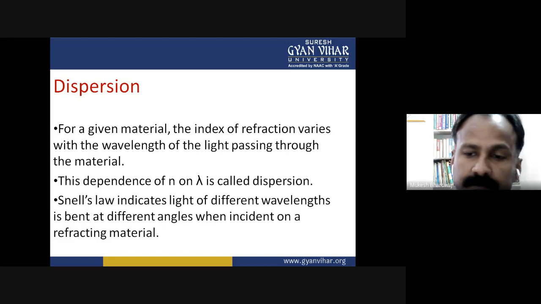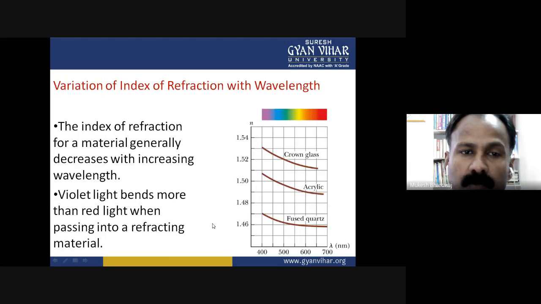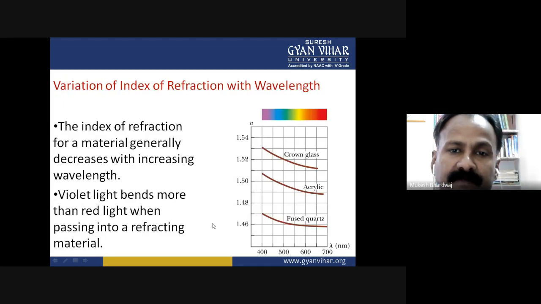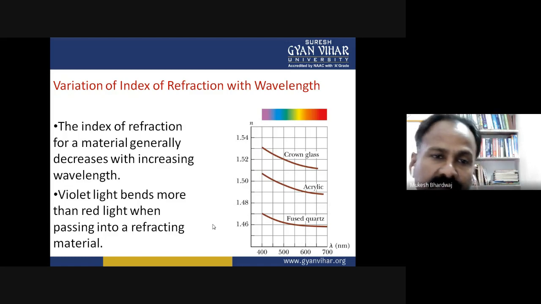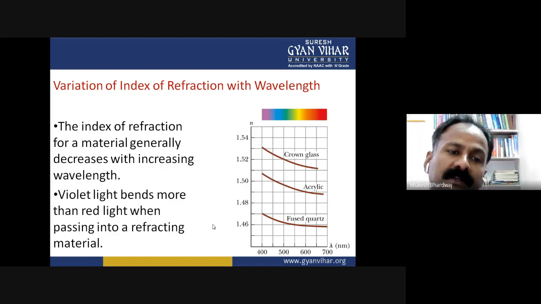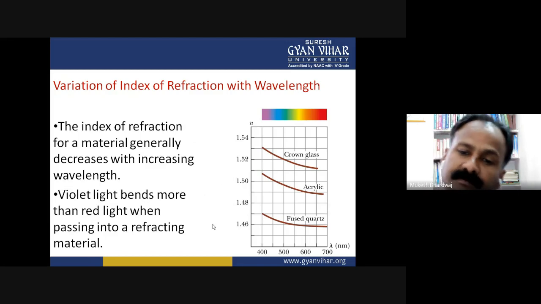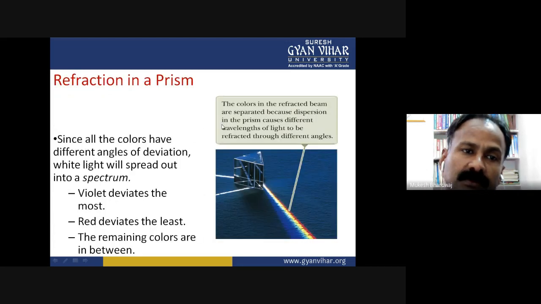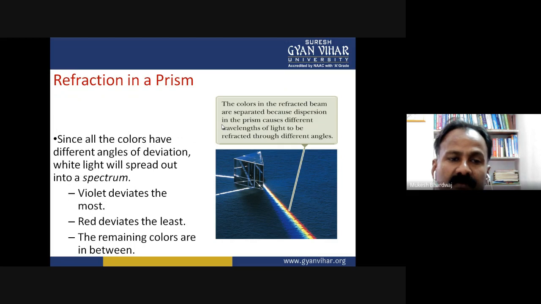Next, variation of index of refraction with wavelength. The index of refraction for a material generally decreases with increasing wavelength. Violet light bends more than red light when passing into a refractive material. Refraction in a prism: since all the colors have different angles of deviation, white light will spread out into a spectrum. Violet deviates the most, red deviates the least, and the remaining colors are in between.